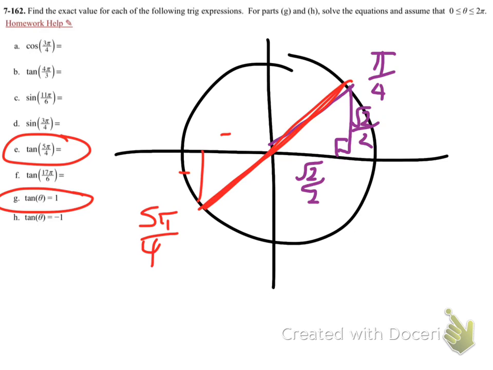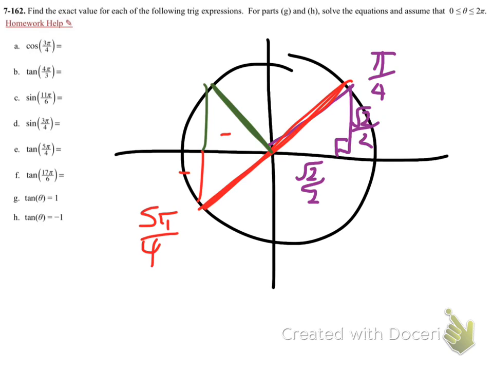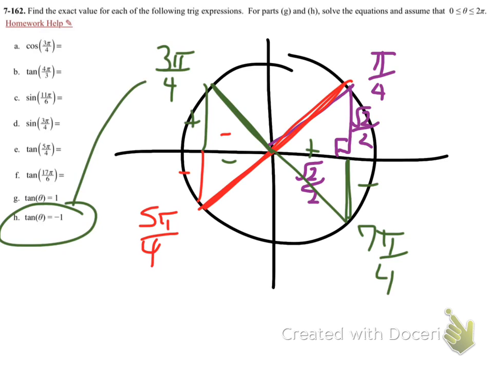So then, for the very last question, problem H, when is this going to equal negative 1? It's going to be the very same concept here. But now over here, when I have a cosine value that's negative but a sine value that's positive, but my side lengths are the same, so that's 3 pi over 4. Or in quadrant 4, where I have a positive cosine and a negative sine, which is 7 pi over 4, those are going to be the values that give me a slope of negative 1.